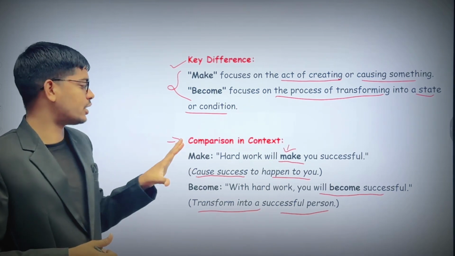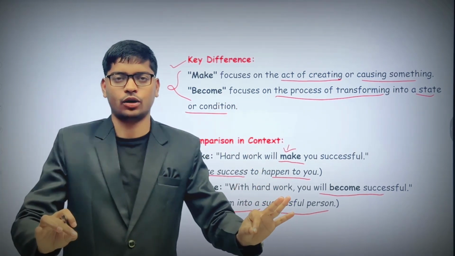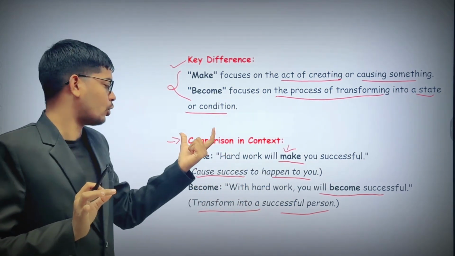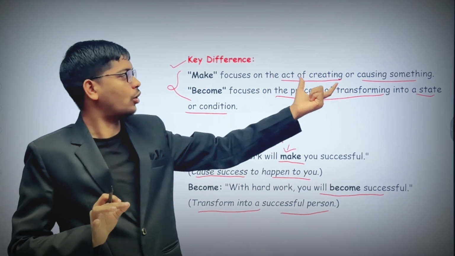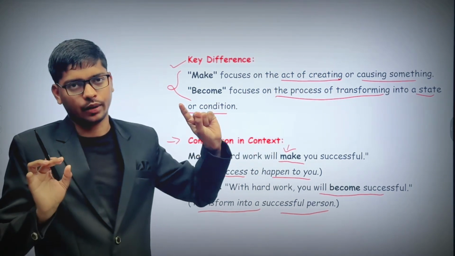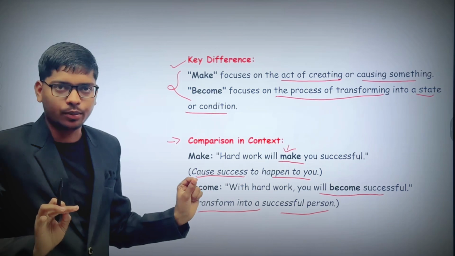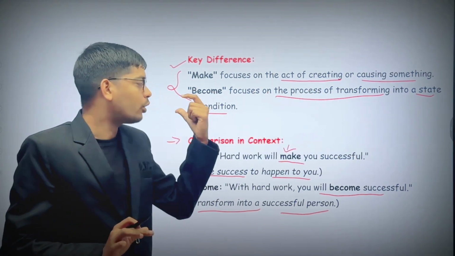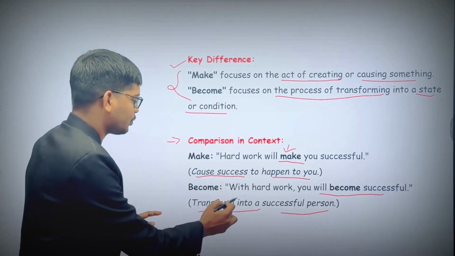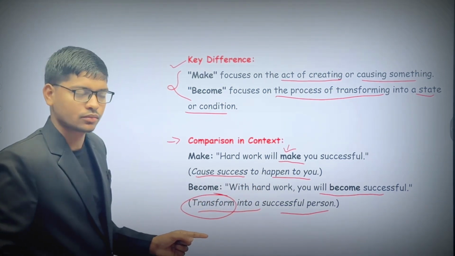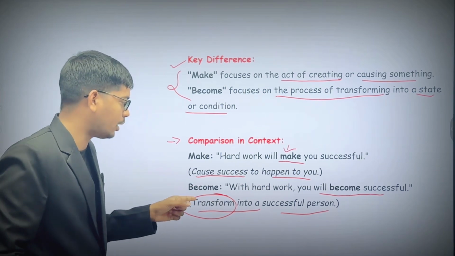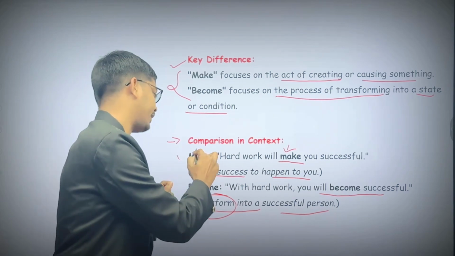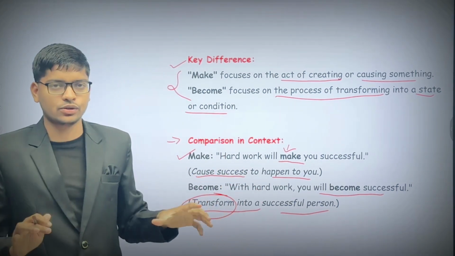So guys, do you understand when we use make and when we use become? Make is for causing something or the act of creating, and become is for the process of transforming into a state or condition. For transformation, we use become; for causing or creating something, we use make.